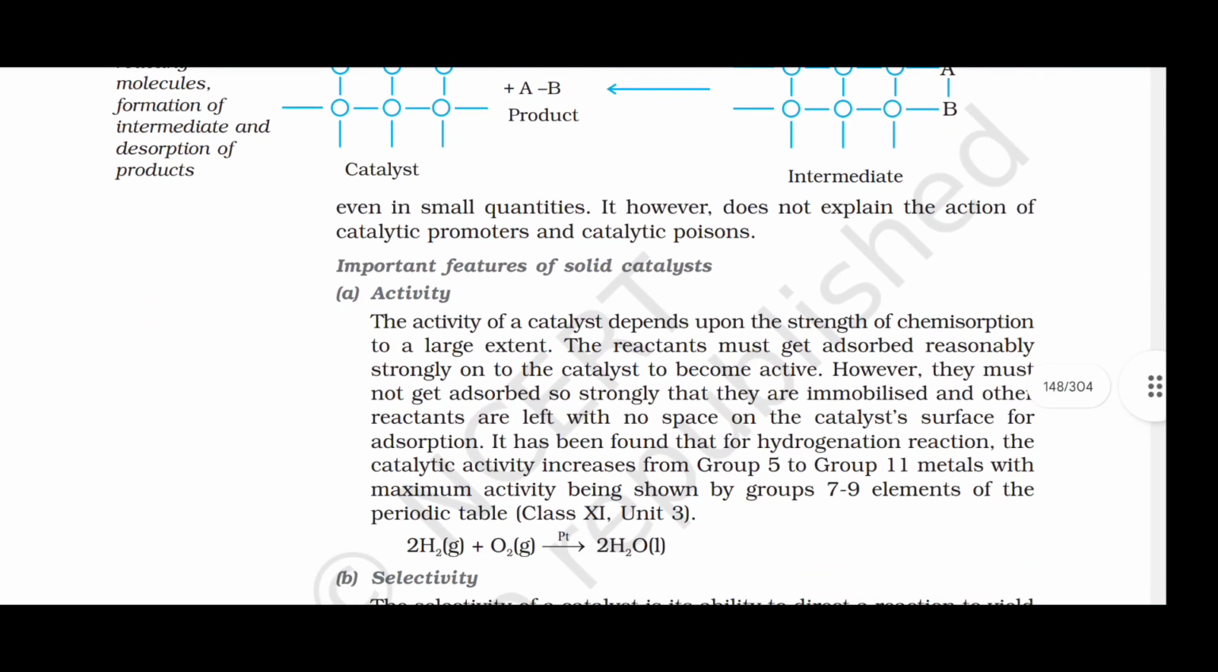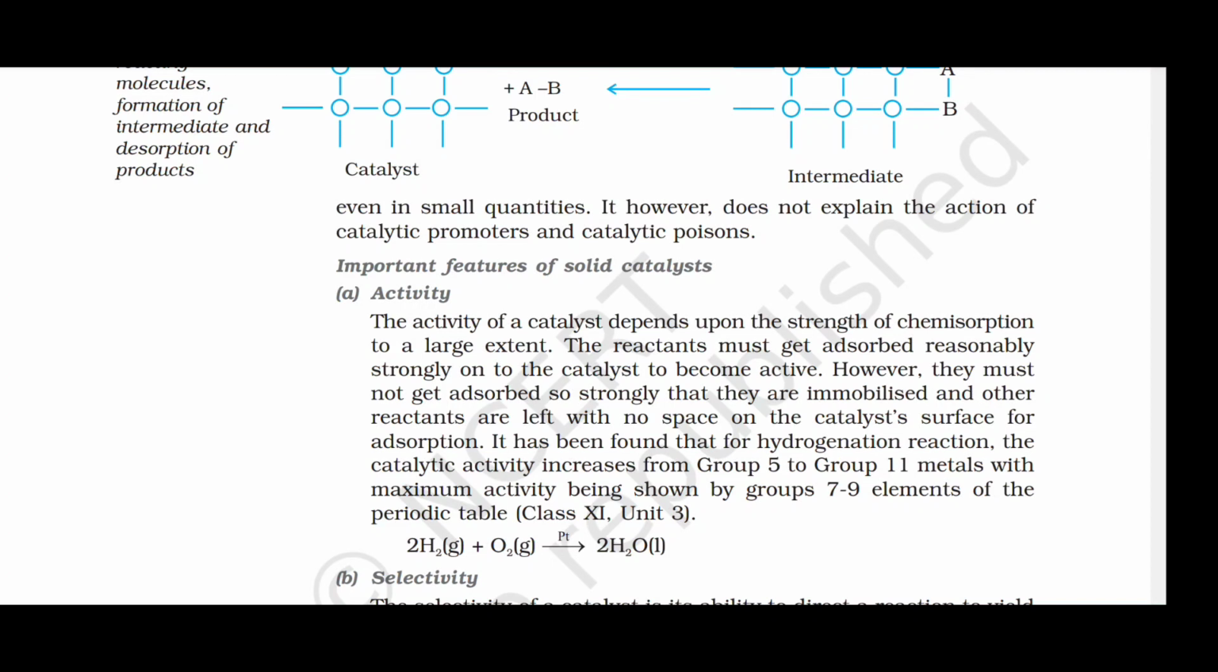Important features of solid catalyst. A. Activity. The activity of a catalyst depends upon the strength of chemisorption to a large extent. The reactants must get adsorbed reasonably strongly onto the catalyst to become active. However, they must not get adsorbed so strongly that they are immobilized and other reactants are left with no space on the catalyst surface for adsorption.